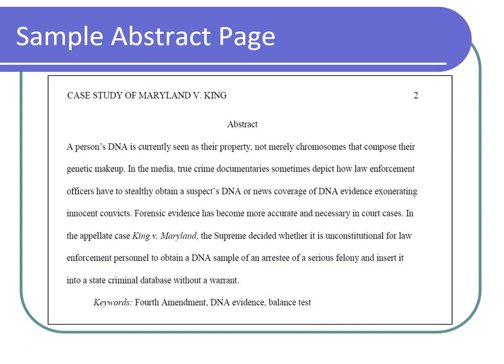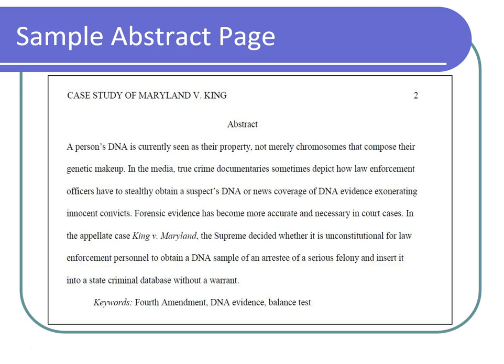All right. A person's DNA is currently seen as their property, not merely chromosomes that compose their genetic makeup. In the media, true crime documentaries sometimes depict how law enforcement officers have to stealthily obtain a suspect's DNA, or news coverage of DNA evidence exonerating innocent convicts. Forensic evidence has become more accurate and necessary in court cases.